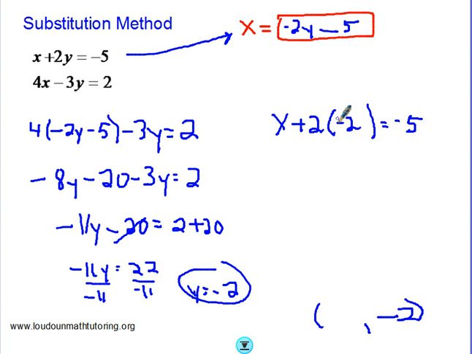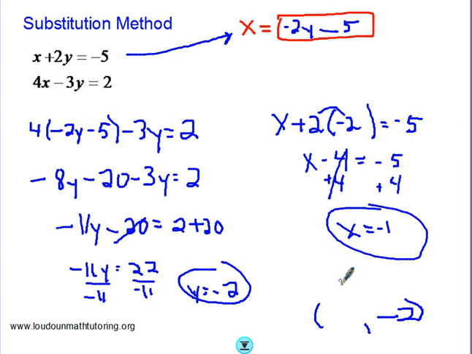Now again, we have one variable, we can solve for it. X minus 4, let's multiply those, is equal to negative 5. Okay, to get rid of this negative 4 and get x by itself, I would have to add 4 to both sides. So adding 4 cancels these. Adding 4 here gives you an x is equal to negative 1. So now we've finished off our ordered pair. Our ordered pair and our final answer is negative 1, negative 2.